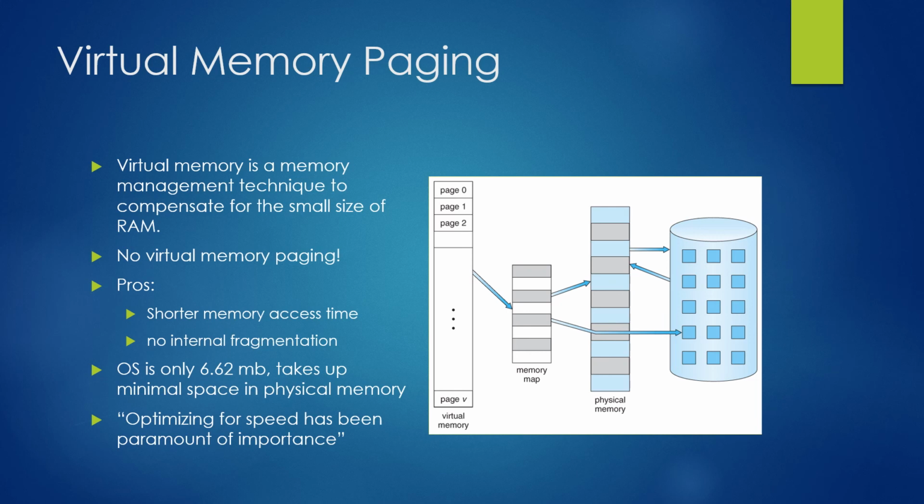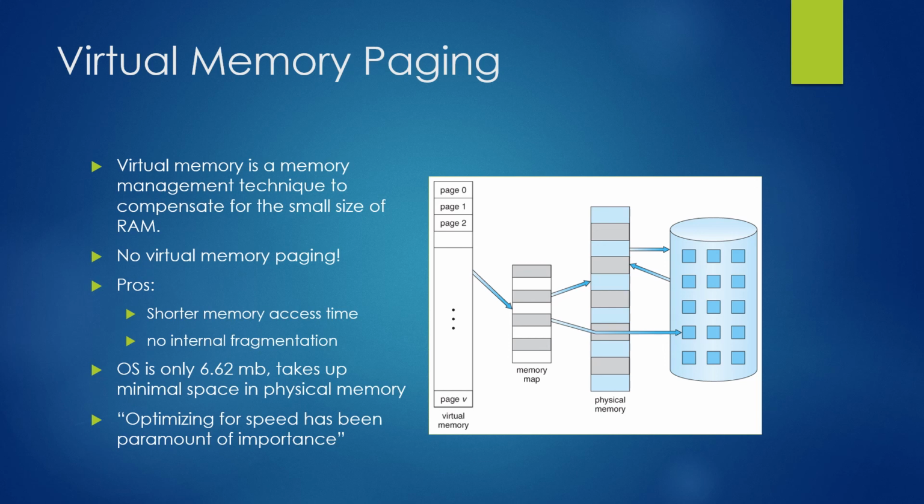The operating system is only 6 megabytes in size, and it takes up very minimal space in the physical memory. So it kind of makes sense why he doesn't need it, because the amount of memory that's going to be in the physical memory to run this operating system for whatever is necessary is very small. And so you have plenty of room in your RAM to run whatever program you would like to run.